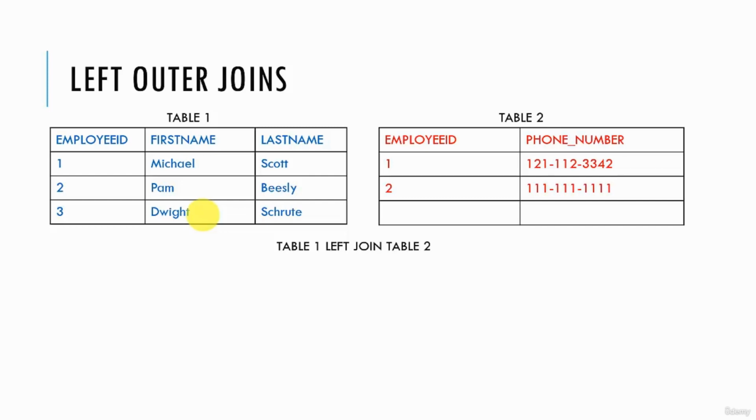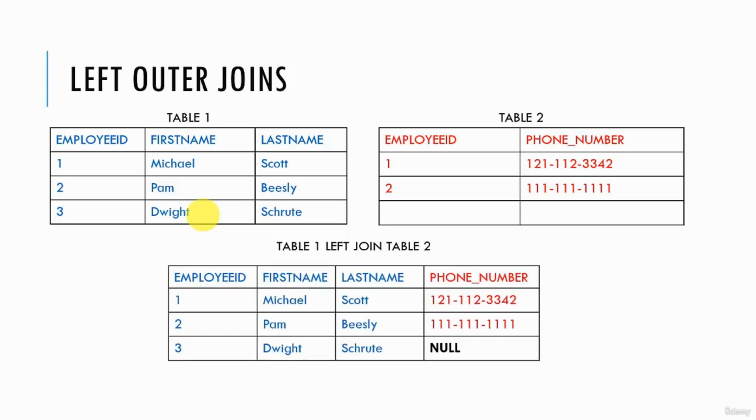Left join basically says that give me all the rows of table 1. Okay, give me all the rows of table 1 and also give me all the common rows of table 2, right? But if you don't find a common row, if you don't find a join, just replace by null. Might be confusing. Let's look at the results.